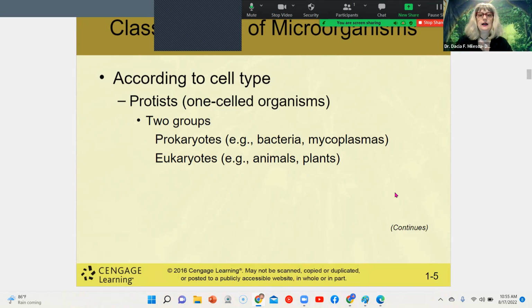So the bacterial world is divided into, actually, I should say the animal world, because really the organisms can be one-celled or many-celled. So, all right, let's go into that. We have the protists, which are the one-celled organisms, which can be divided. So we have two groups, the prokaryotes, which is the bacterial world, and the mycoplasmas. And then the eukaryotic world, which is the animal world and the plant world, that is very, very diverse.